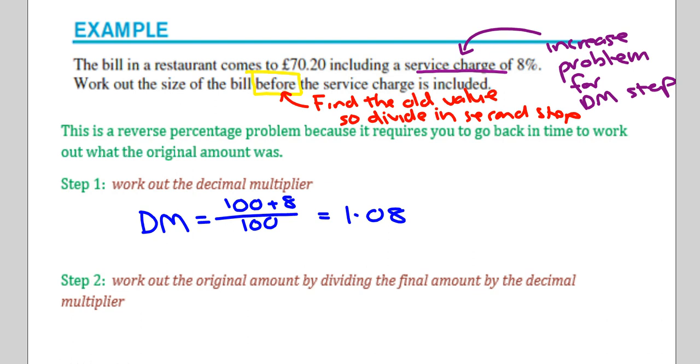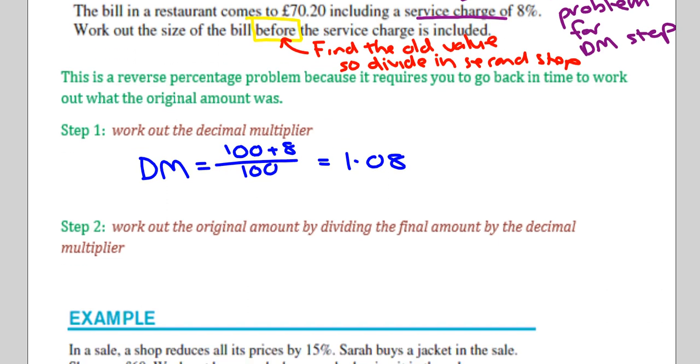720 divided by 1.08? Yeah, exactly. Always put the DM second. Because when you're multiplying, the order doesn't matter, because 3 times 4 is the same as 4 times 3. But when you're dividing, it's different. Like 3 divided by 4 is 0.75. 4 divided by 3 is 1.3 recurring. So when you divide, it's important you've got the order right.